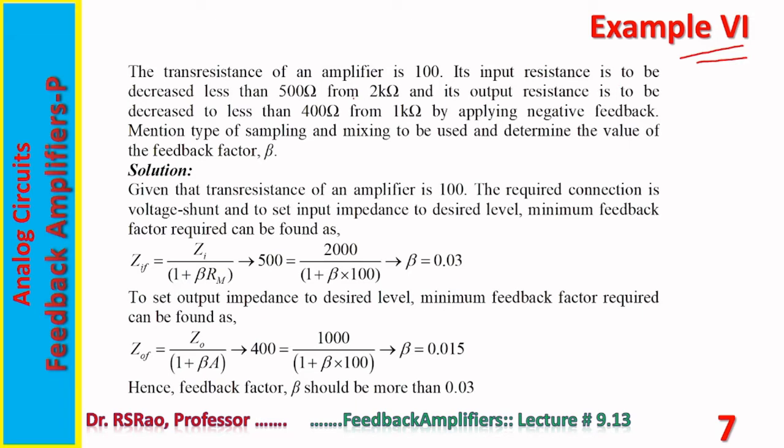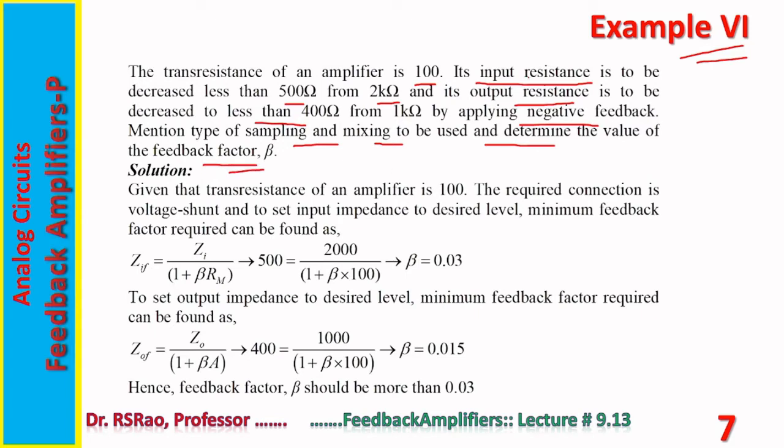Another problem, example 6. The trans resistance of an amplifier is 100. Its input resistance is to be decreased to less than 500 ohms from 2K. Output resistance is to be decreased to less than 400 ohms from 1K by applying negative feedback. Mention type of sampling and mixing to be used to determine the value of feedback factor.